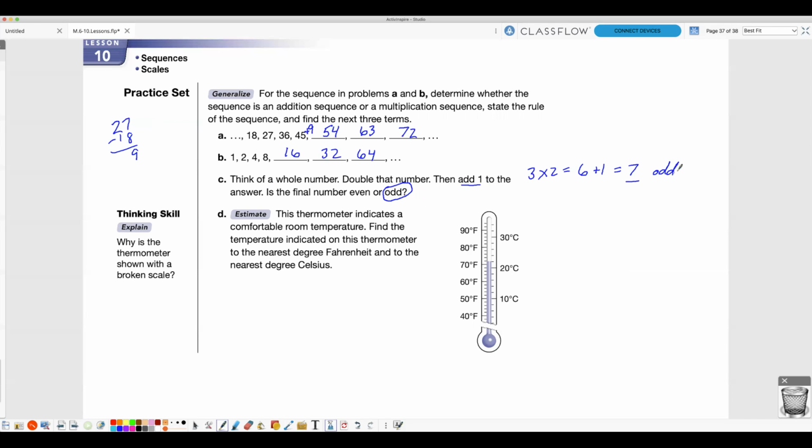7 is odd. Letter D, this thermometer indicates a comfortable room temperature. Find the temperature indicated on this thermometer to the nearest degree Fahrenheit and to the nearest degree Celsius.